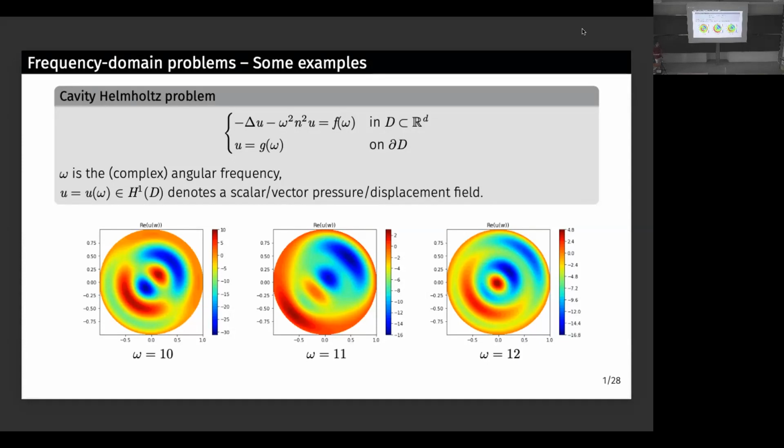Just to fix the notation, omega throughout my presentation will be the angular frequency. It's a third meaning that we assign to the letter omega today, so that's nice. And U will be the solution of the PDE. Of course, U will depend on frequency, both because the Helmholtz equation itself depends on frequency, but also because the right-hand side and the boundary data might depend on frequency too.